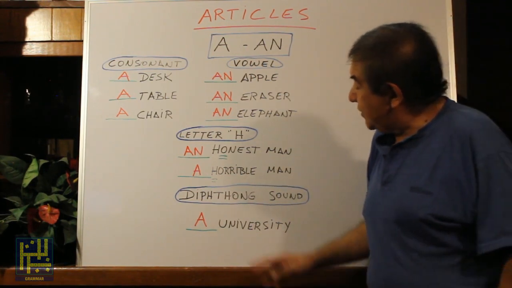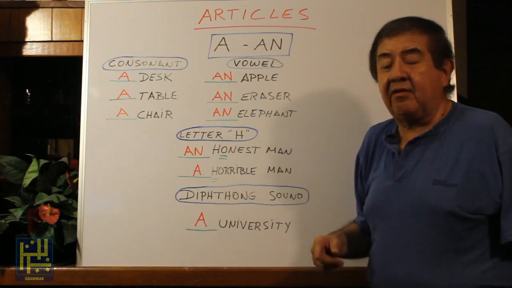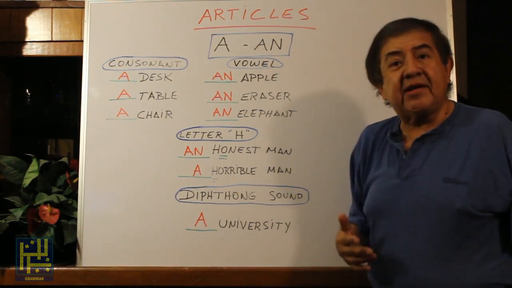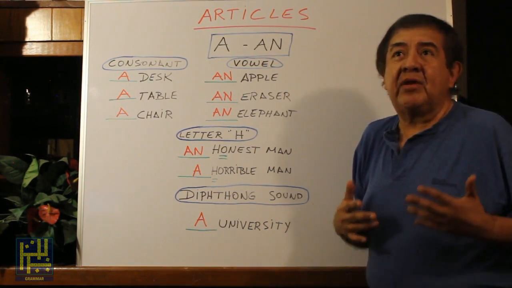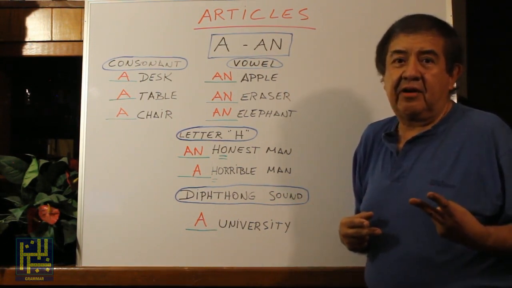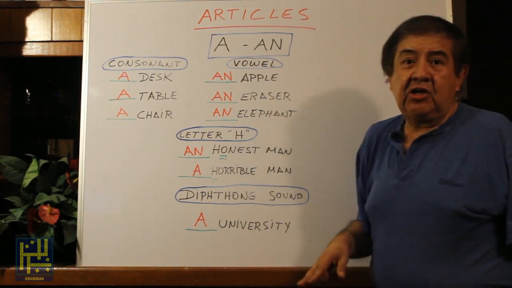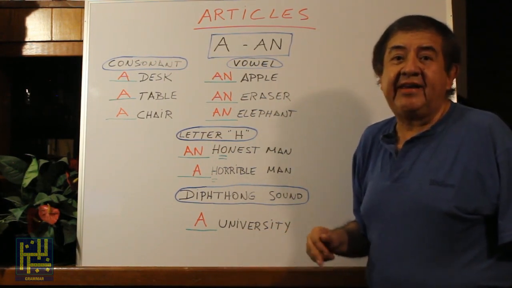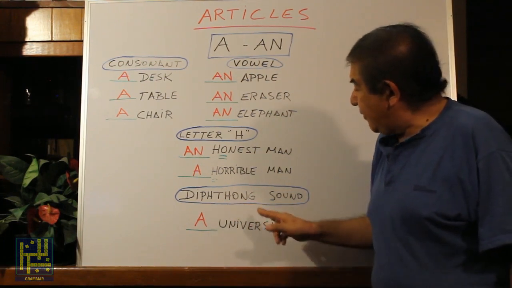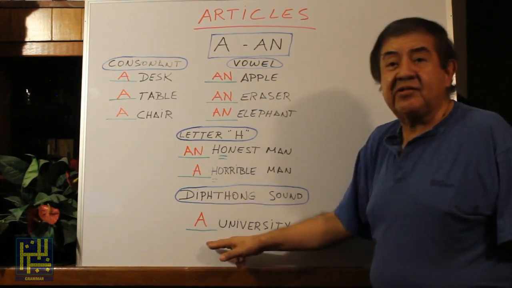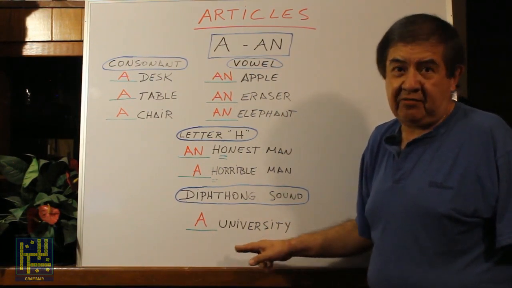Finally, in relation to these articles, we have to take into account the diphthong sound. What is a diphthong sound? Remember that it is when two vowels are together. And in this case, we have the word university. It's not "uh-niversity", but "yu-niversity". Okay? As it is a diphthong sound, then we have to say a. We use a when we have a diphthong sound. Okay?